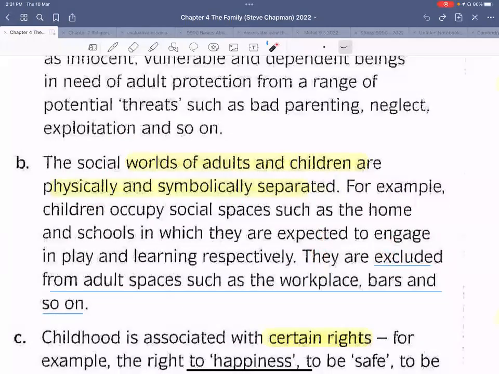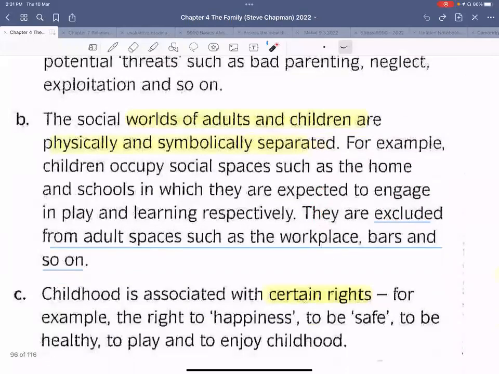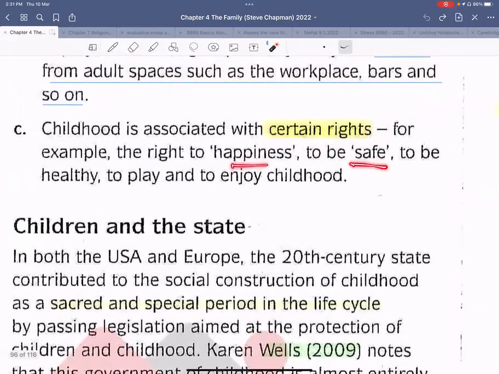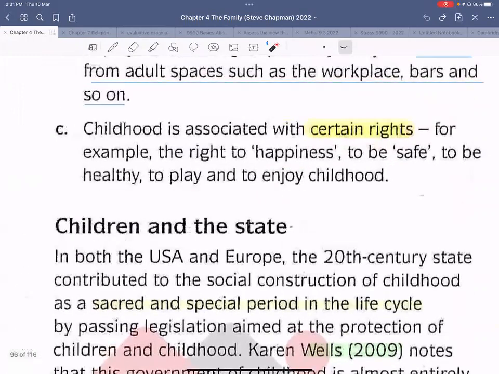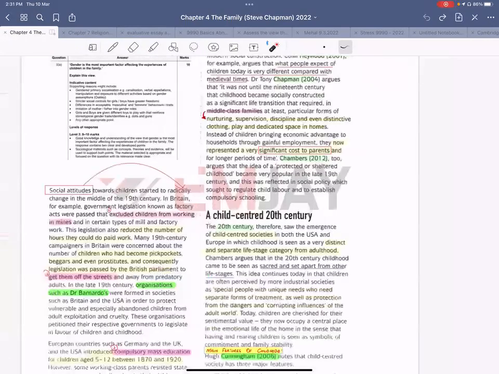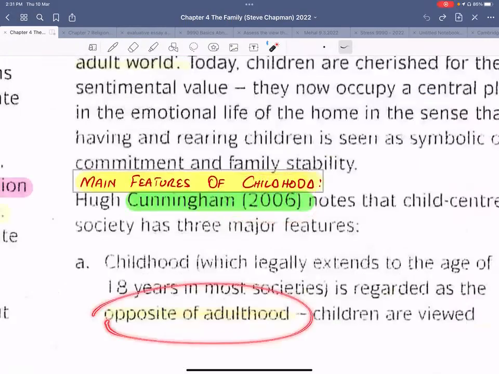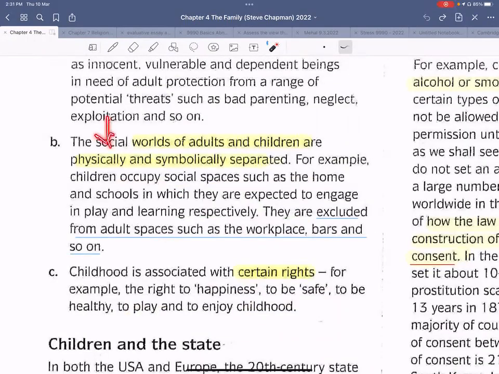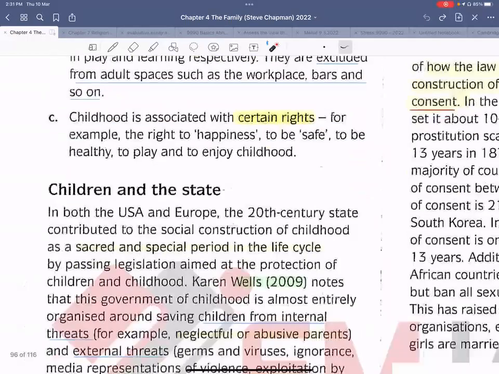Clear here? Number three, childhood is associated with certain rights today. For example, the right to happiness, to be safe, to be healthy, to play and to enjoy childhood. Do we get this? These three points were put forward by Cunningham in the year 2006. So one, childhood is separate from adulthood. Number two, there is a difference in terms of physical and symbolical: physically and symbolically, children are separated from adults. ये examples हमने बात की, और उसके बाद children today have certain rights that they did not have earlier.